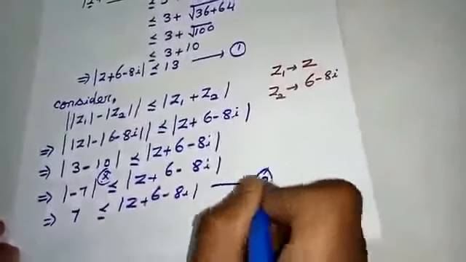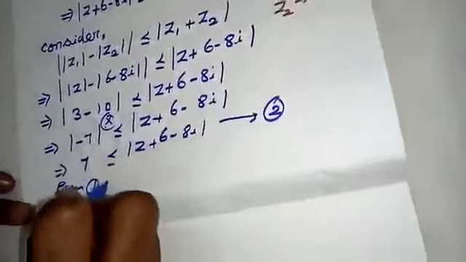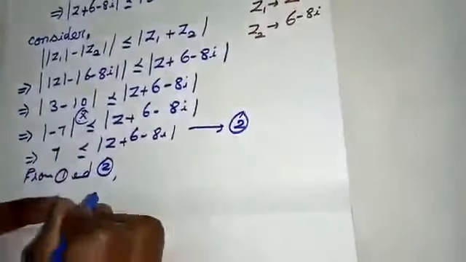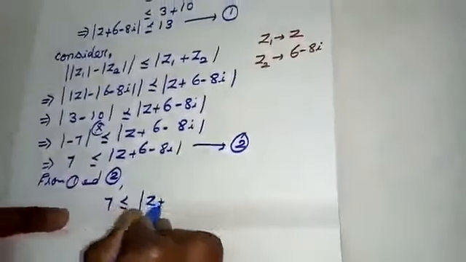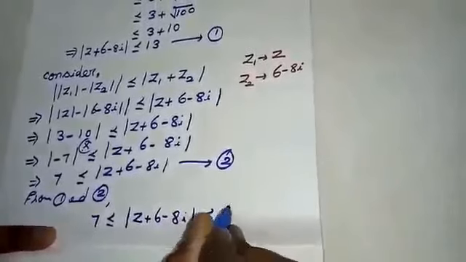You are going to compare 1 and 2. From 1 and 2 you will get the value as 7 less than or equal to modulus of z plus 6 minus 8i less than or equal to 13.